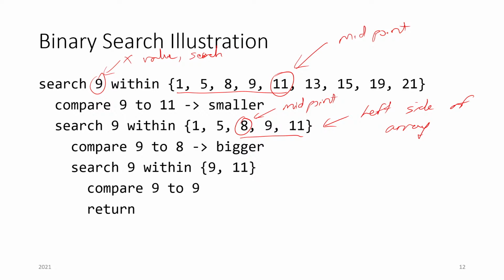Now, we already checked 8 here, and we know that, okay, it's bigger, but we only have 2 values here. So we don't need this part here anymore. We just only compare to the 2 values. There's only 2 values here, there's no midpoint. So we just choose to see which one is going to be for 9. And we compare 9 to 9, and we just return to get to our value.